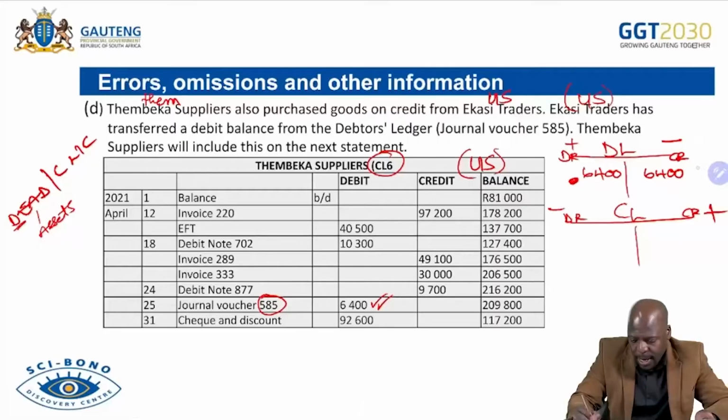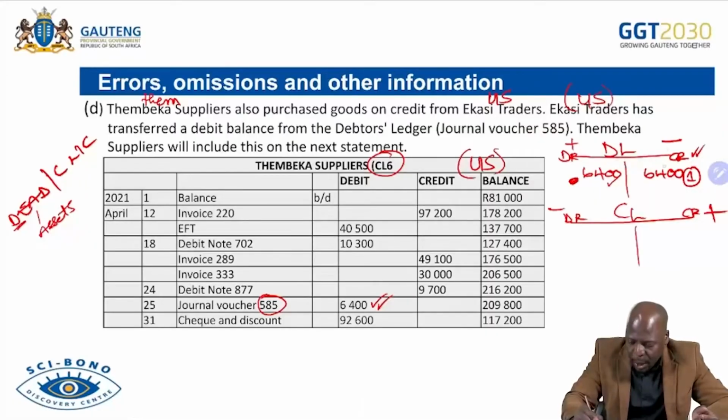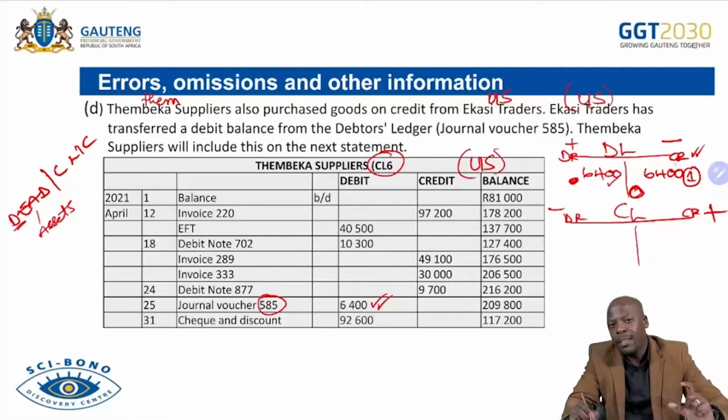Okay, we are saying they were owing us 6.4, but we are going to transfer it to the creditors ledger. When we are transferring, this is entry number 1. We credit the debtors ledger by that particular amount. So in our debtors ledger now, the account remains at what? 0. It remains at 0 because we have a plus 6.4 and a minus 6.4. That means the account is now 0.